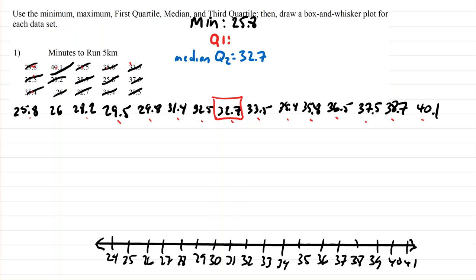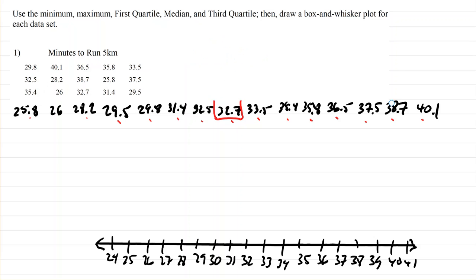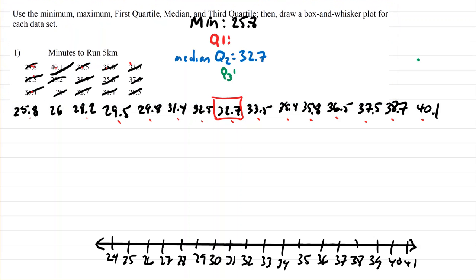The next one would be Q3. And again, I don't quite know what Q3 is, so I'm not going to worry about it just yet. And then the last one is going to be my maximum. And for that one, all I need is the one on the end at 40.1.